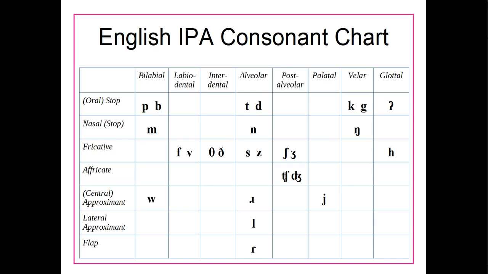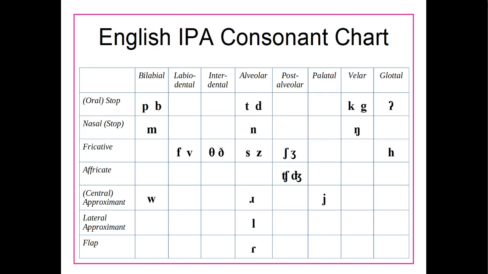But the way to use this chart is to look at these top labels here. These labels up here are the places of articulation. So the bilabial sounds are all going to be in this column. The labiodental sounds, this column. Interdental, this column. Alveolar, here. Postalveolar. Palatal, velar, and glottal.